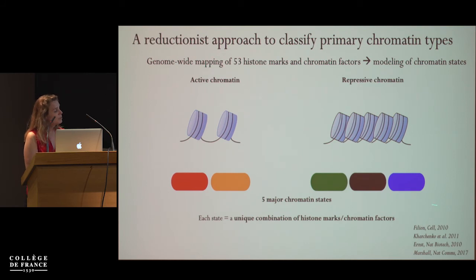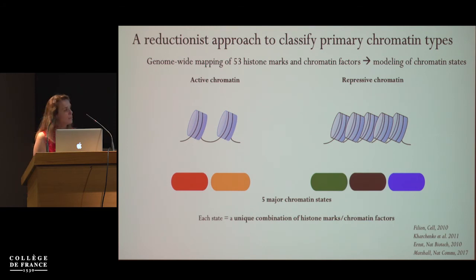And I'm just going to focus on some of the studies that were done in Bas van Steensel's group by Guillaume Filion. And what he did was to map at a genome-wide level 53 histone marks and chromatin factors, and then to use a mathematical modeling approach to reduce these into a limited number of states. And what he found was that in their cell culture model, they could identify 5 major chromatin states, 2 of which were active states and 3 of which were repressed states.